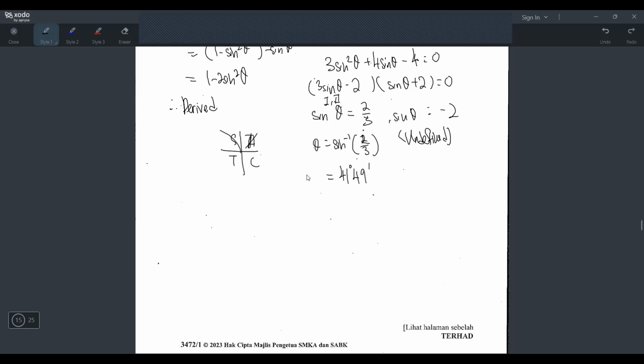And this thing, we don't call it theta, we call it RA. What is RA? Reference angle. Reference angle means the angle towards the x-axis. It means this angle and this angle. So if this angle and this angle is 41 degrees 49, how can I get my real angle? I have to consider the quadrant. So in quadrant 1, which is here to here, that one is 41 degrees 49 minutes. And the other angle will be here to here. How to get this angle? 180 minus the reference angle. So 180 minus 41 degrees 49 minutes is 138 degrees 11 minutes, right?